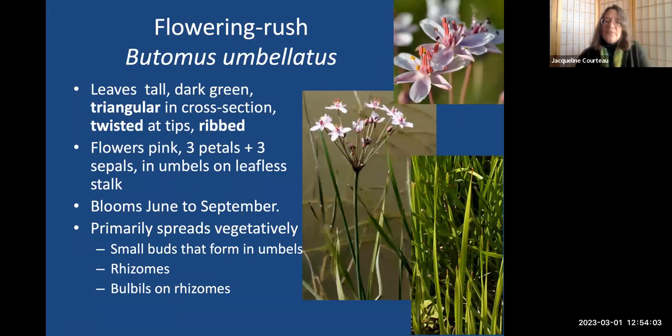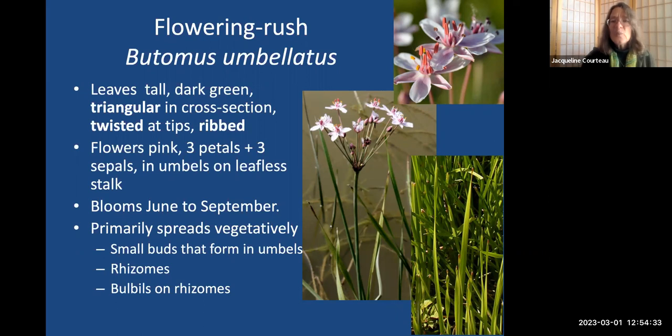I wanted to get to flowering rush, which is not a rush at all. It's actually a very primitive member of the lily family, as you'll see from the look of this flower, and it's most closely related to water plantain, Alisma species, if you're familiar with that. So if you see this in bloom, you're not going to have any doubt that this is not a rush. It has these pink flowers, 3 petals, it has an umbel.